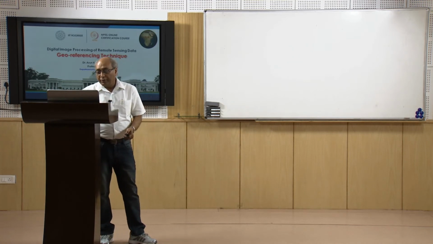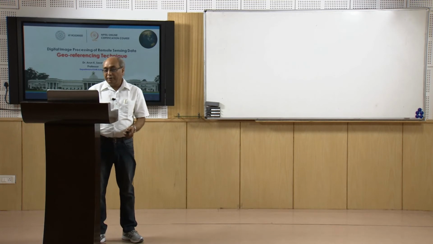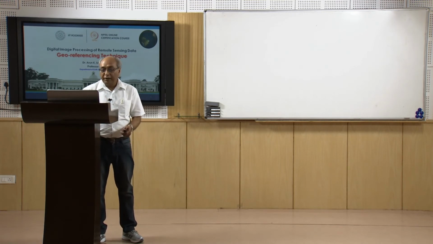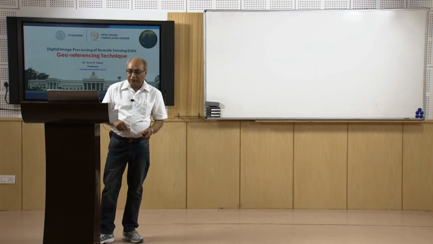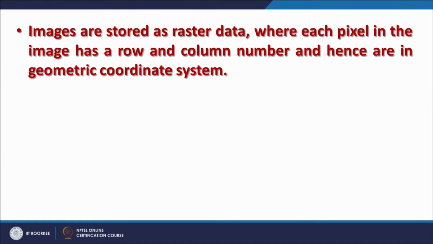This yaw variation can also happen, and it is not that only one distortion will be there. There might be multiple distortions present in a single image. Many of such distortions can be removed by employing the georeferencing technique. Images, as you know, are stored as a raster, a two-dimensional grid.